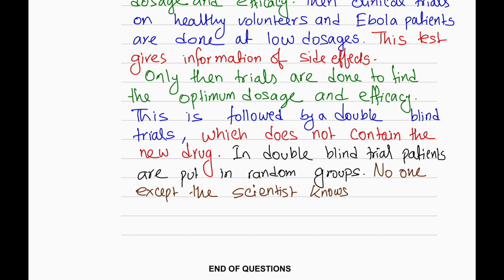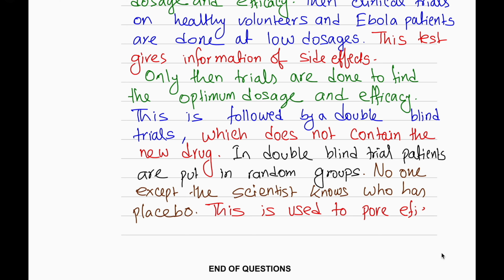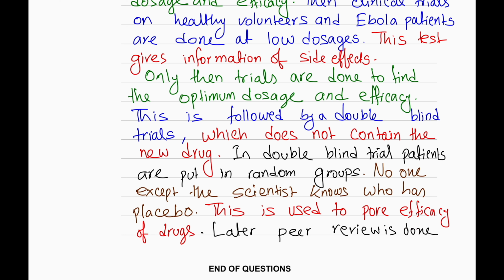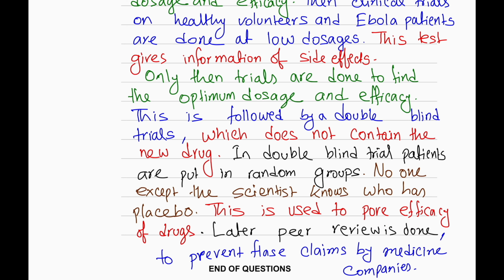To find out whether the company has made any false claims, a peer review of that data is done at a different location. Once all of this process is completed, then the new drug can be released into the market.